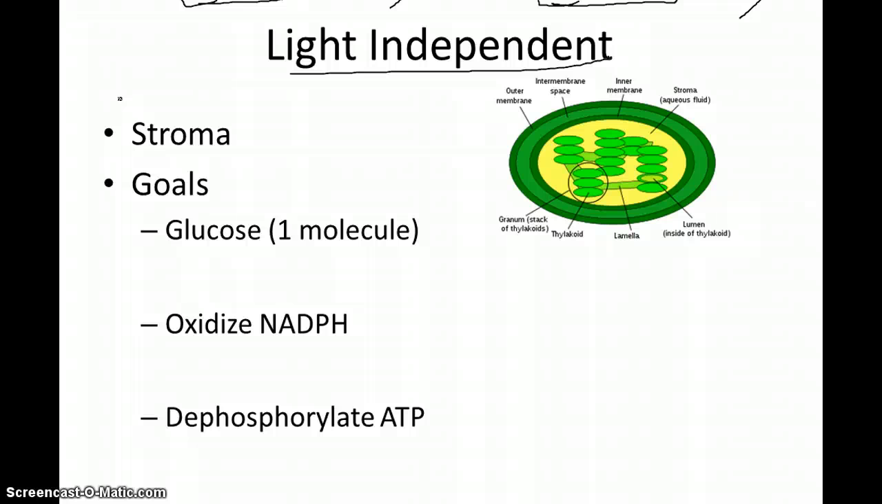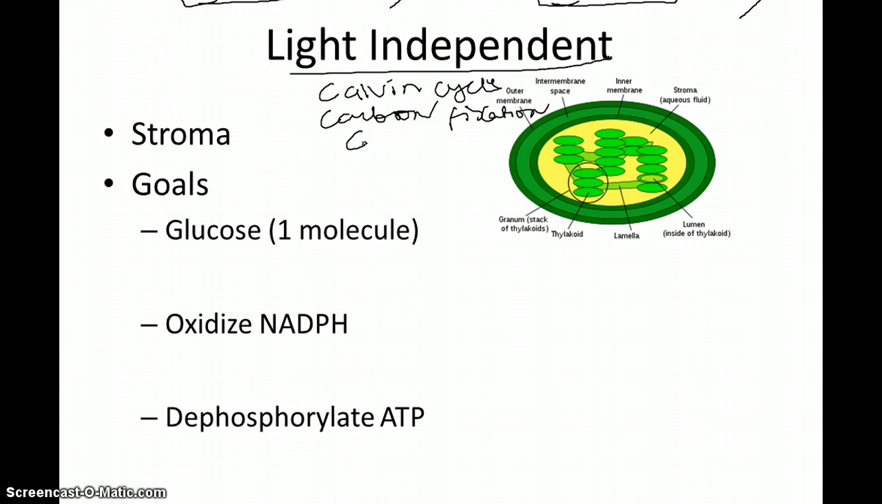And another thing we have to discuss is the other names for light-independent reactions. The other names for light-independent reactions are the Calvin cycle, the carbon fixation cycle, and the C3 cycle, or pathway.